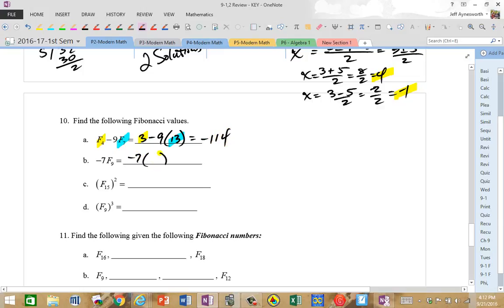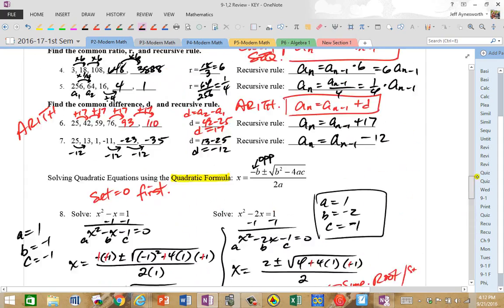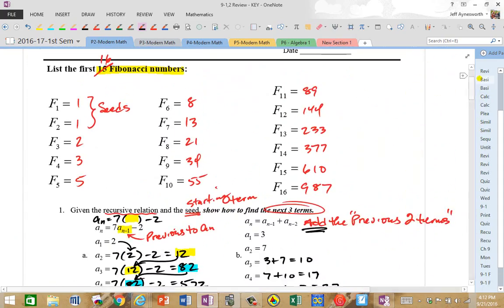This is negative 7 times F9, so the 9th one. So that's 34.